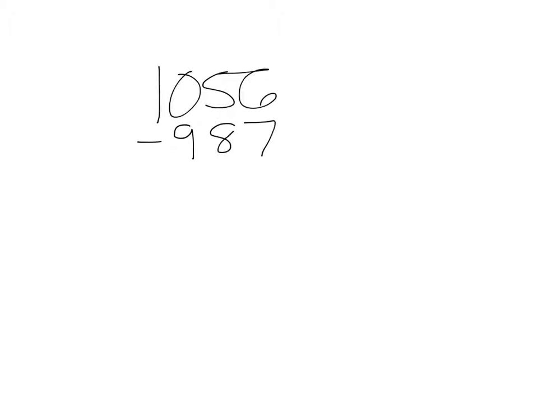For this next subtraction problem, we have 1056 subtract 987. All right. So this is our subtraction across 0 thing again. So we can't take 6 from 7, it's too small. Can't take 5 from 8 or 0 from 9. We've got to go clear across this time.